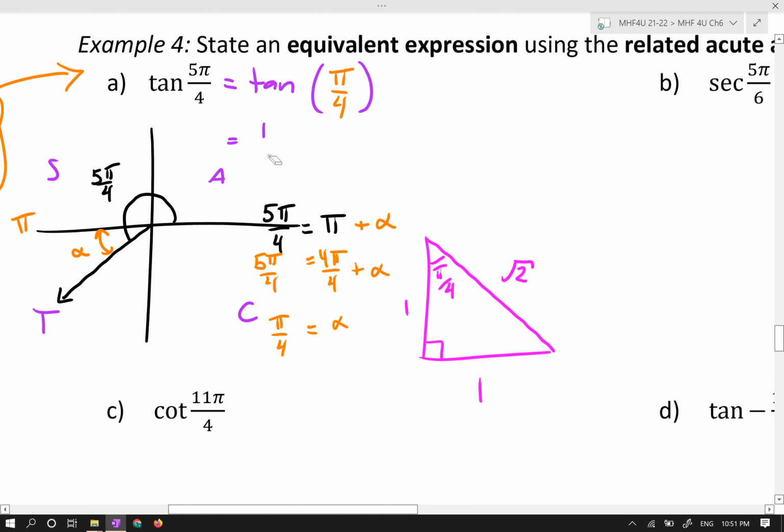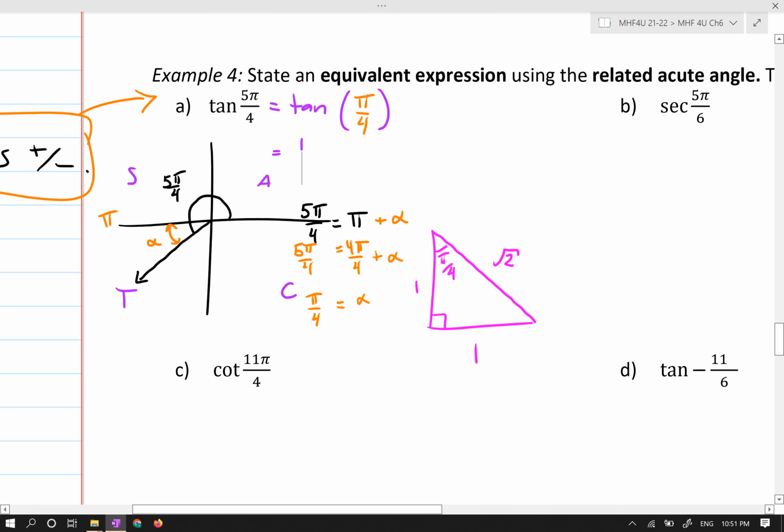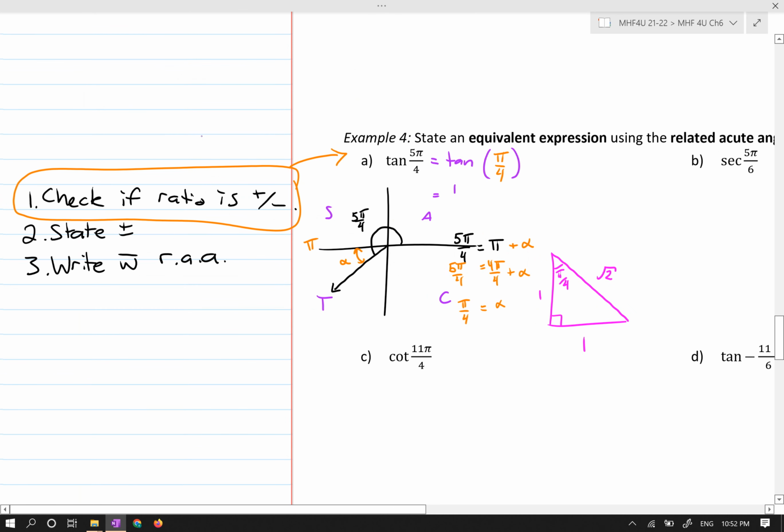All right, so we're going through the logic in a slightly different order here, and I'm hoping that it resonates with you. First, we check to see if our ratio was positive or negative. And then we restated our tangent ratio in terms of the related acute angle. We were able to do that.